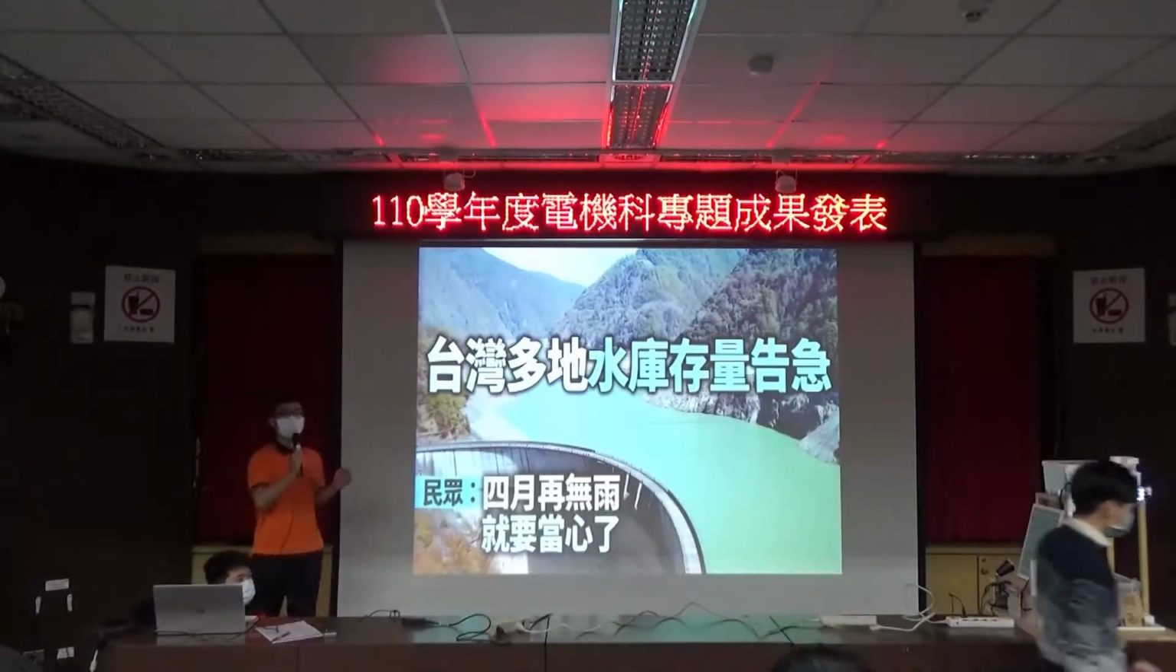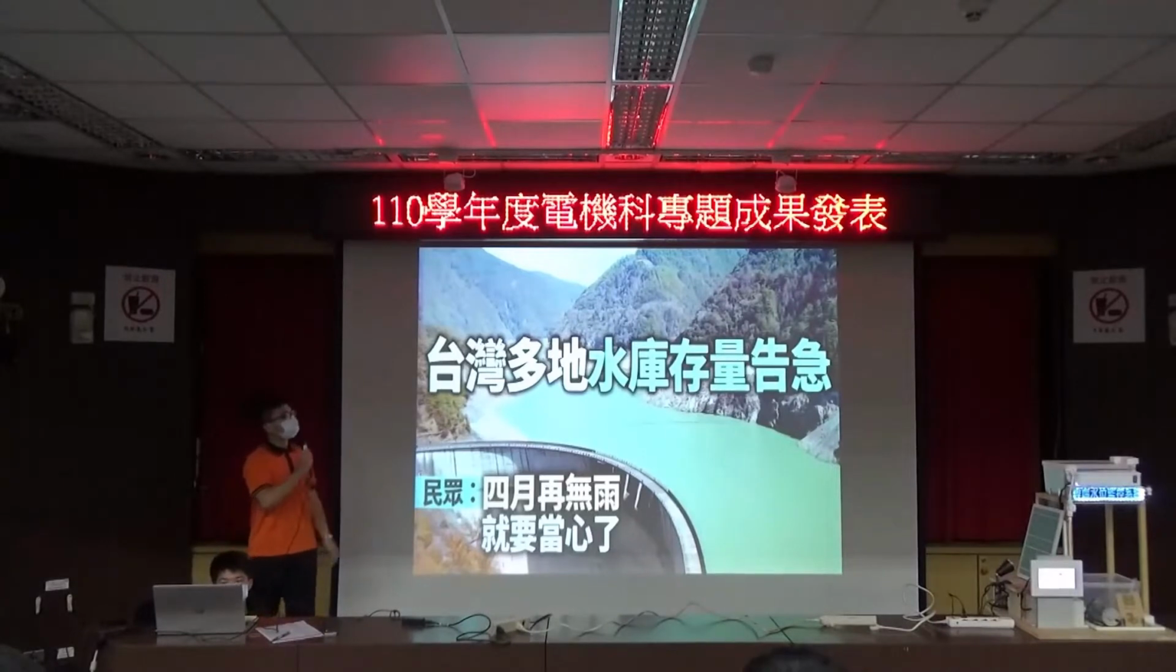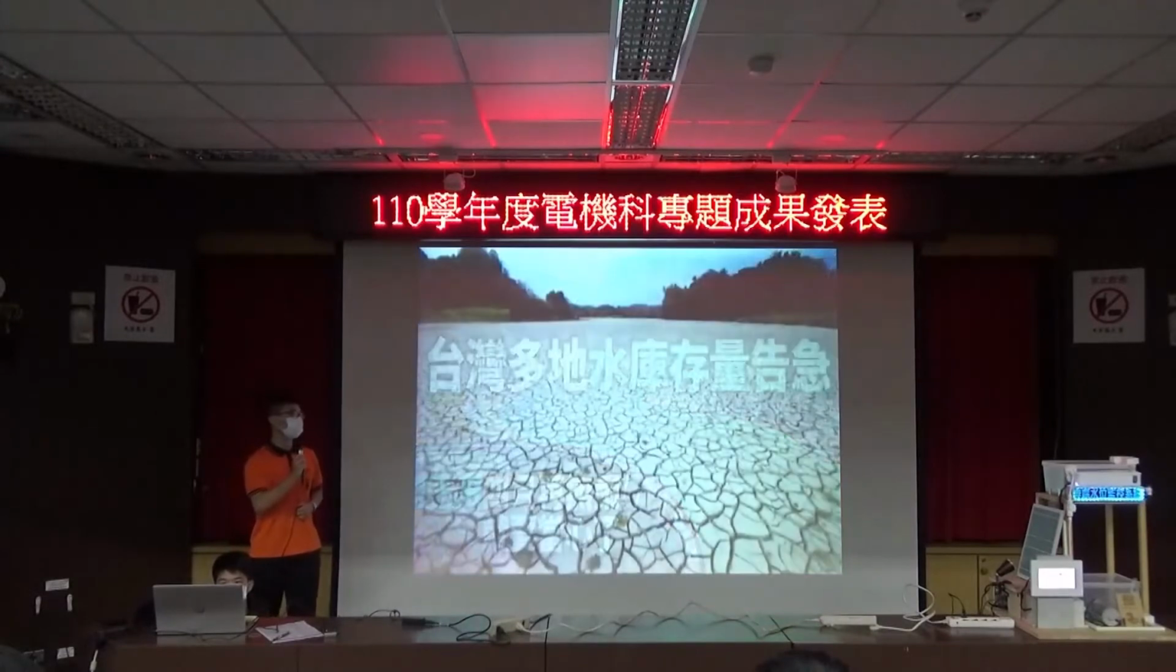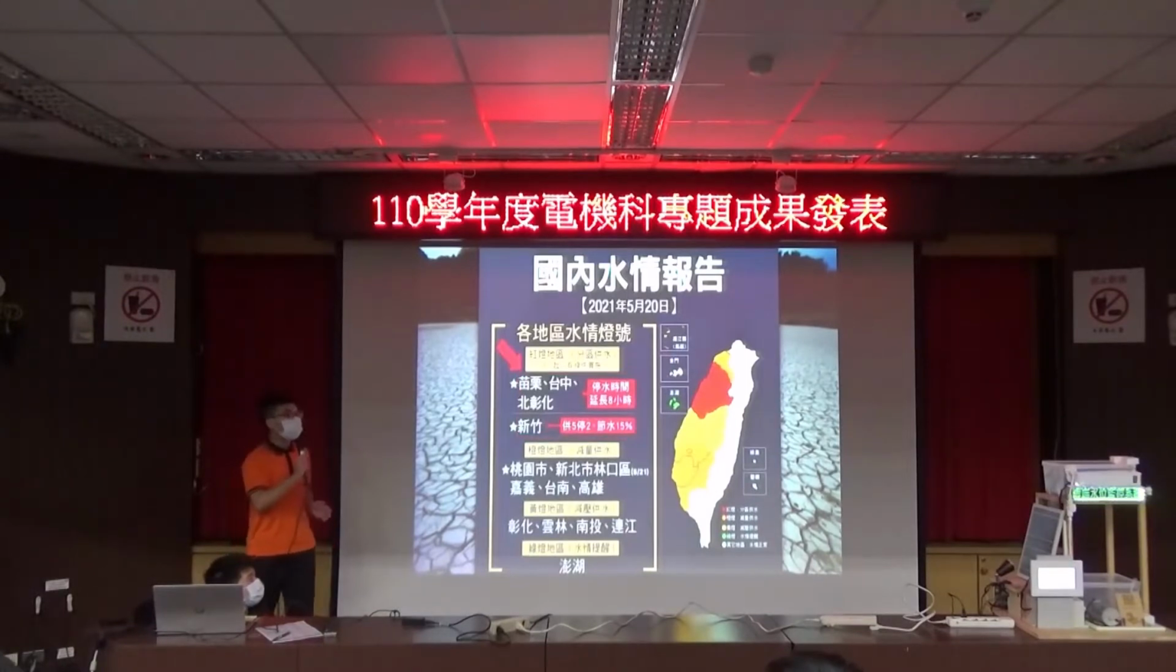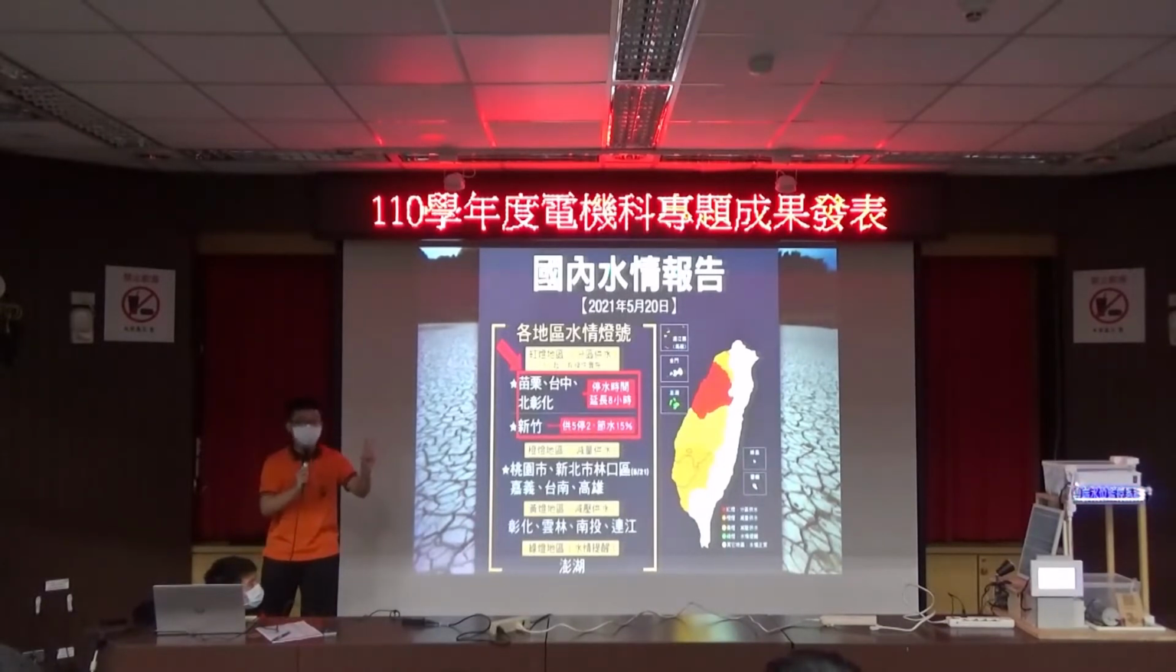Let's begin with our project motivation. Do you still remember the water crisis that happened last spring? Taiwan experienced its worst drought in more than half a century. These are the water conditions in Taiwan during the water crisis. Some areas like Miaoli and Hsinchu were put on red alert, which means every week they experienced 2 days of water shutdown.